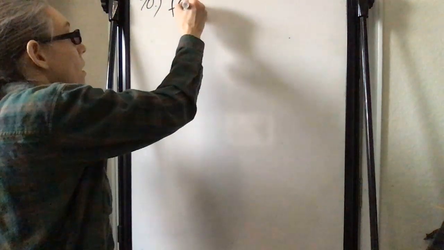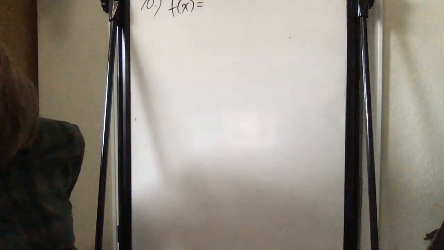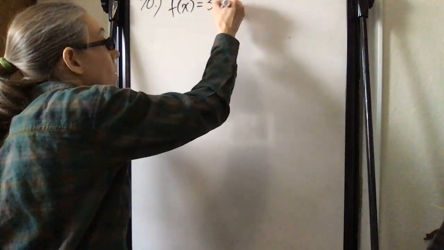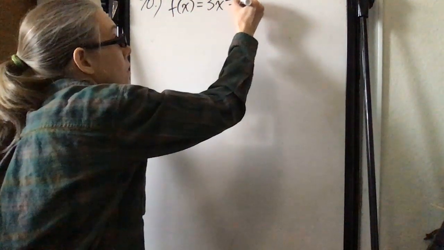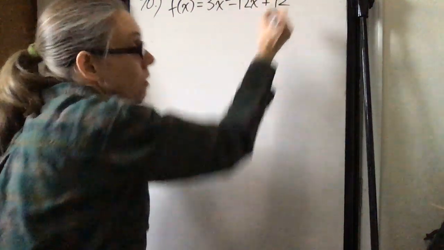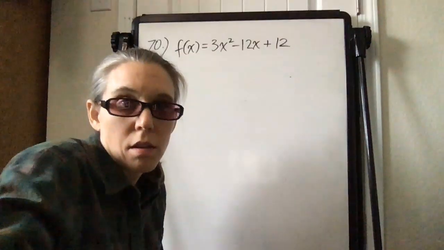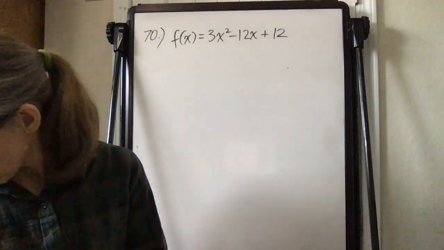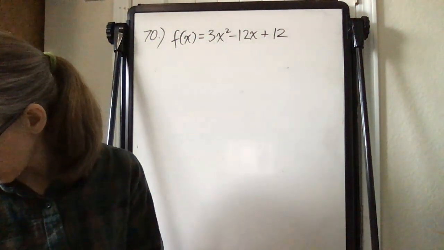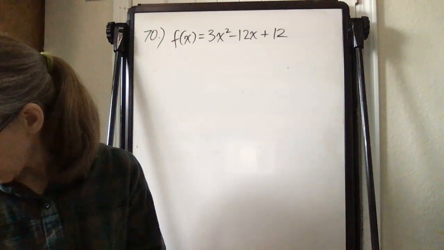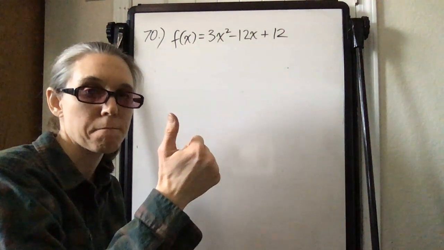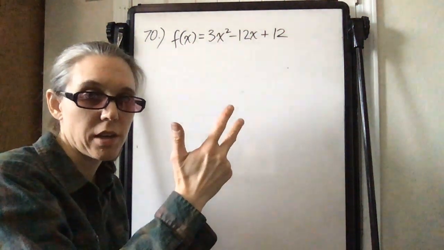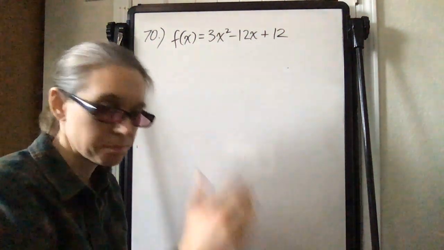Okay, so I have f of x is equal to 3x squared minus 12x plus 12. Determine the coordinates of the vertex, determine the x and y intercepts, and then graph. Okay, so we need to find the vertex, the x-intercepts, the y-intercept, and then graph.